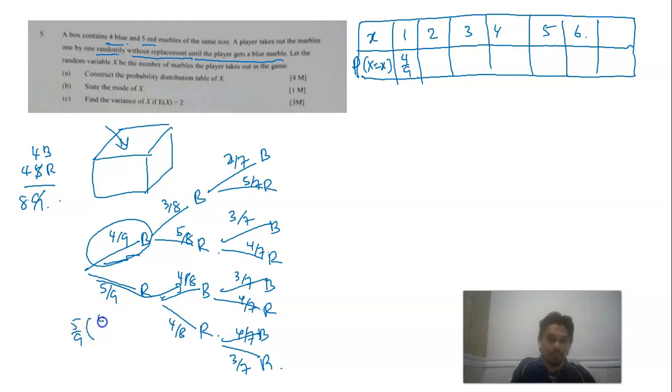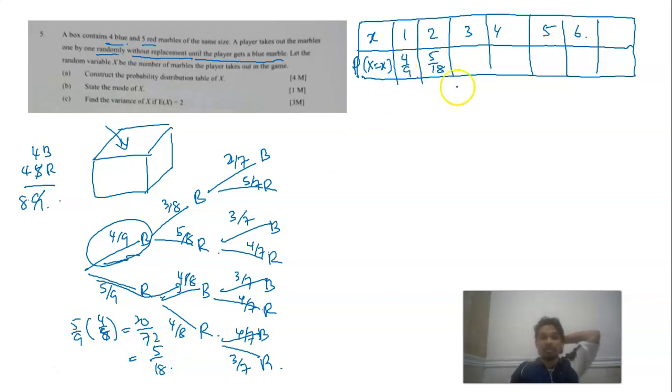5/9 times 4/8 equals 5 times 4 equals 20, divided by 9 times 8 equals 72, or this one we can simplify as 5/18. So I pick the first ball, which is red, so I put it outside the box, and I pick another one, then suddenly I get a blue ball, then I stop. So the first ball is red and the second ball is blue, is 5/18.